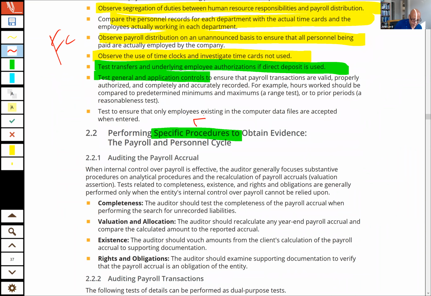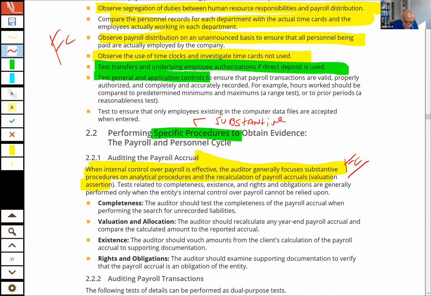Okay. And then coming down, that's our internal control evaluation flashcard, that specific procedures. It's a little annoying because internal control procedures are still further audit procedures. So if you're doing some internal control testing, that's still a procedure. So I get a little annoyed, and maybe I'm just being too particular, that they should indicate to us that here we're talking about substantive procedures. Okay, so when internal control over payroll is effective, the auditor generally focuses substantive procedures on analytical procedures and recalculation of payroll accruals. Okay, flashcard that, just flashcard it.